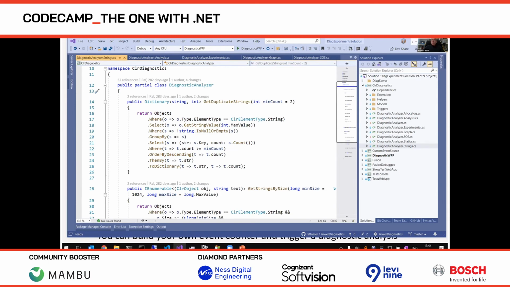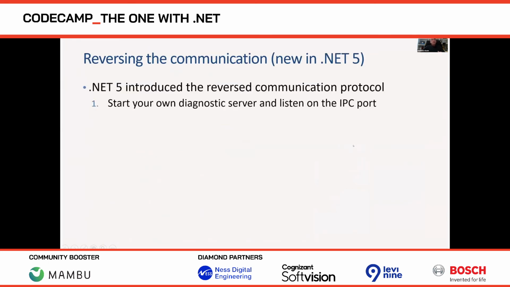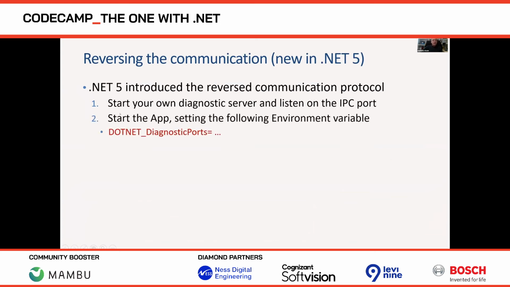Let me spend the last few minutes to give you what is coming, what has come with .NET 5, and what is coming even better in .NET 6. .NET 5 introduced the reversed communication protocol. So instead of connecting to the application that is running in production, you ask the other application to connect with you. And so you start your own diagnostic server and listen to an IPC port, which is specified internally in the CLR, and you specify this diagnostic port using the environment variable so that the other application, your production environment, knows where it can connect to.